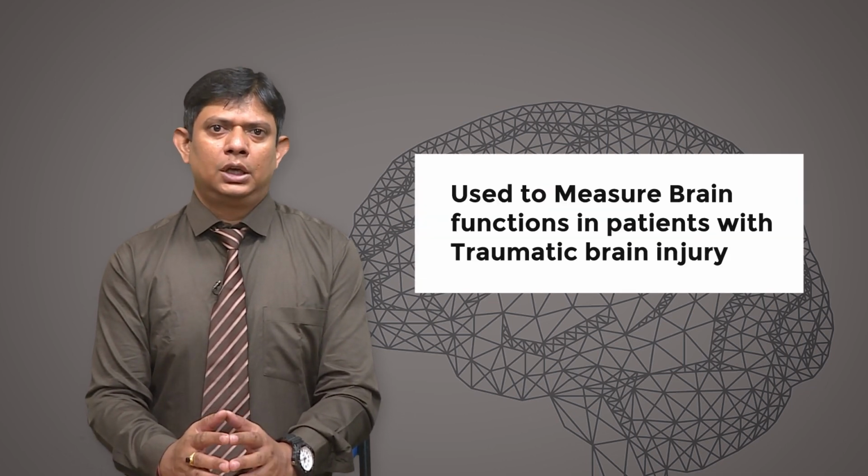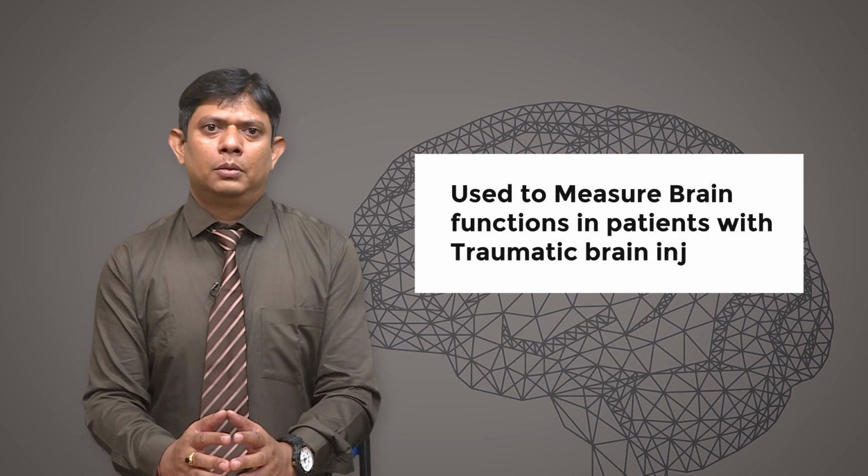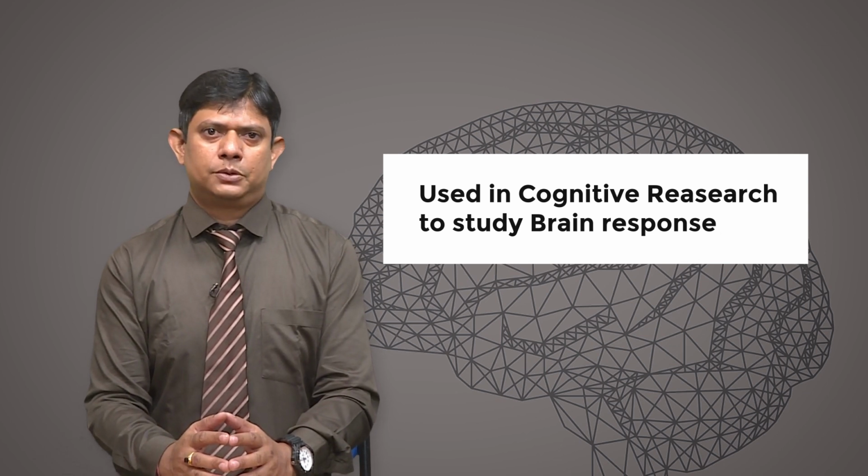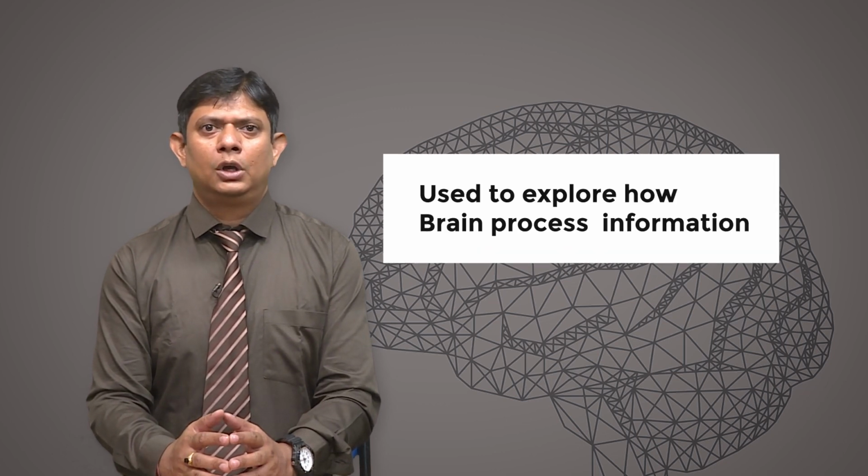It tracks sleep stages, breathing patterns and disruptions in the sleep cycle. EEG is used to monitor brain function in patients with traumatic brain injury. EEG is widely employed in cognitive research to study brain responses to various stimuli, tasks and cognitive processes. It provides insight into how the brain processes information, attention, memory, decision making and emotional reactions.